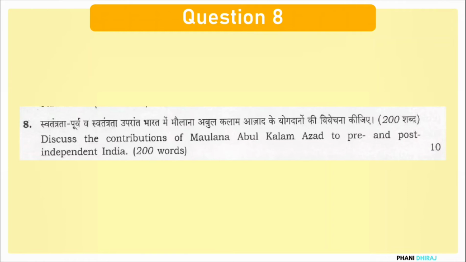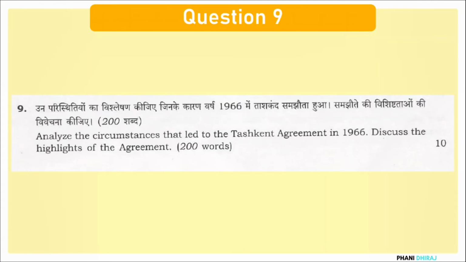That is why you have to be very careful in answering this question, because there is a greater chance that you will completely miss this question by a mile. Again, 200 word limit, 10 marks. Now moving on to the next question. Analyze the circumstances that led to the Tashkent Agreement in 1966. Discuss the highlights of the agreement.